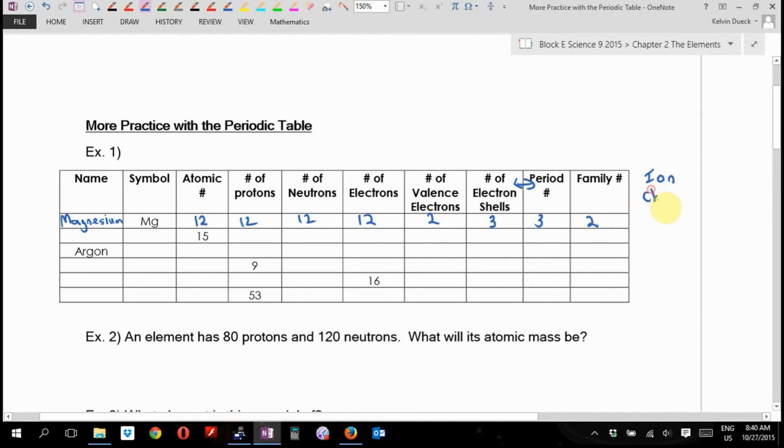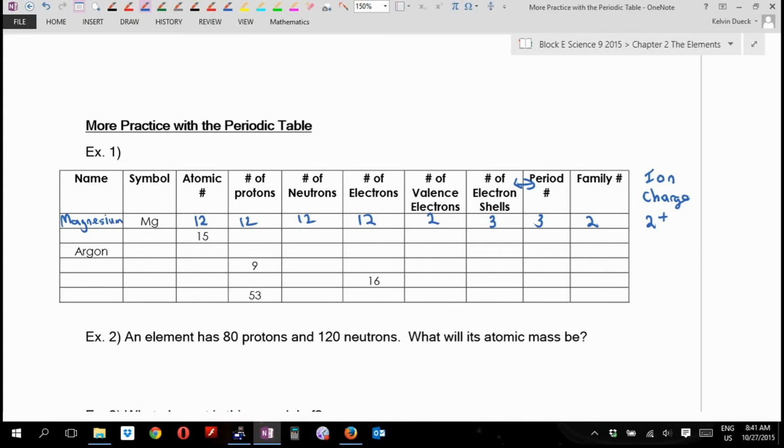We're going to add one more here. We're going to add a little column to the right called ion charge. What's its ion charge? When it becomes an ion, what charge does it have? And this is from the top right corner there as well. 2+. Okay. What if instead of giving you the symbol, I gave you the atomic number, the next one?